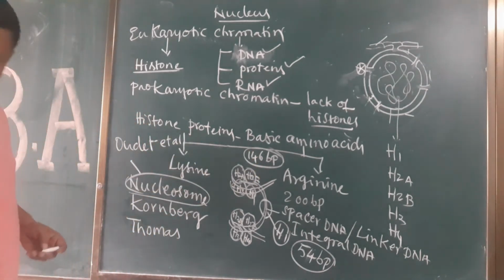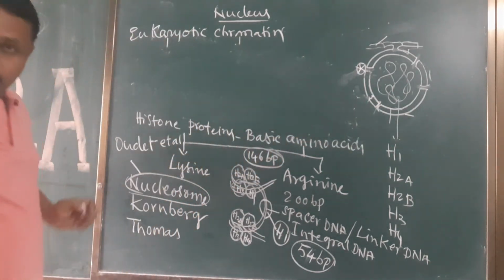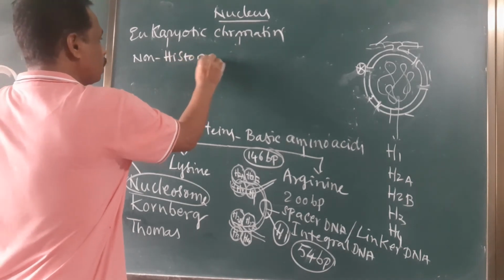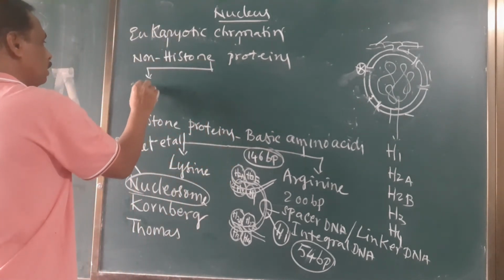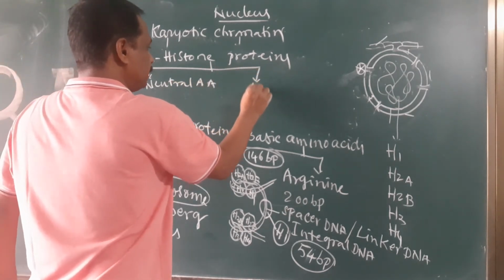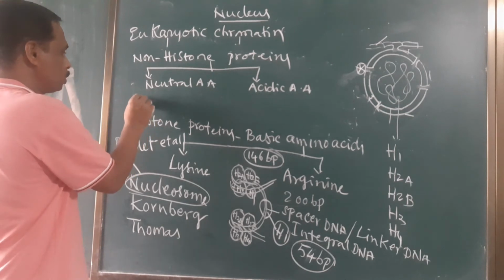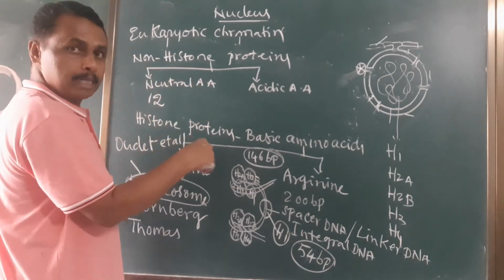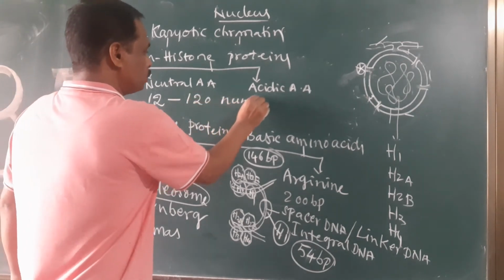But apart from this, there are other proteins also present. What are those other proteins? Look at this. These are called non-histone proteins. These non-histone proteins are made by neutral amino acids and acidic amino acids. And the range of non-histone proteins in the cells is about 12 to 120 in number.